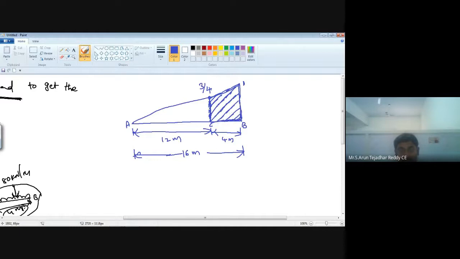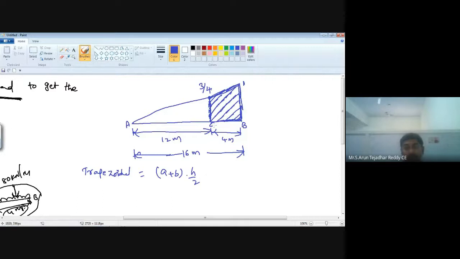What is the shape here? This is also a trapezoidal shape. Now, what is the formula for trapezoidal? Just now we discussed the area of a trapezoid. Area of trapezoidal, that is (A plus B) h by 2. This is our formula.